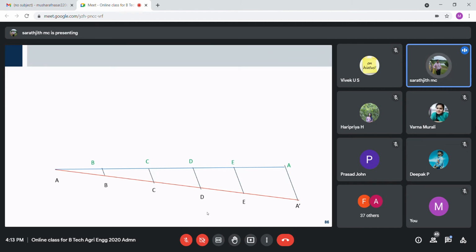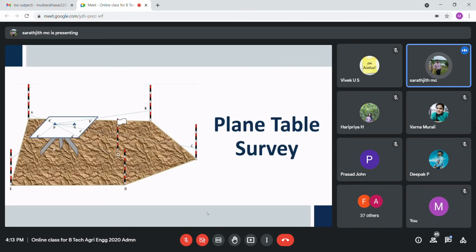So today we'll be discussing a new method of surveying, which is plane table surveying. Can you infer something from this picture about how the survey could be done? Can you assume something about how we do it, or what plane table survey is? Can you explain from this picture? Somebody?